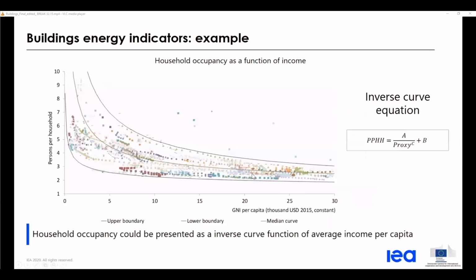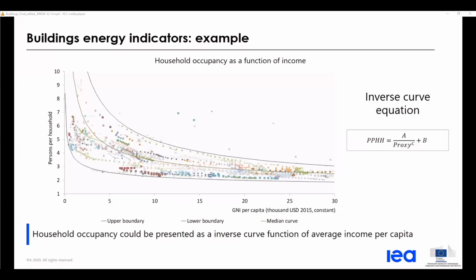Now, there are several types of activity variables that are of interest to us. Certainly in the building sector, one of the most important activity variables is household occupancy. So this is how many people live in each household on average. Now, household occupancy can help us to understand energy demand for end uses such as cooking or water heating, for example.